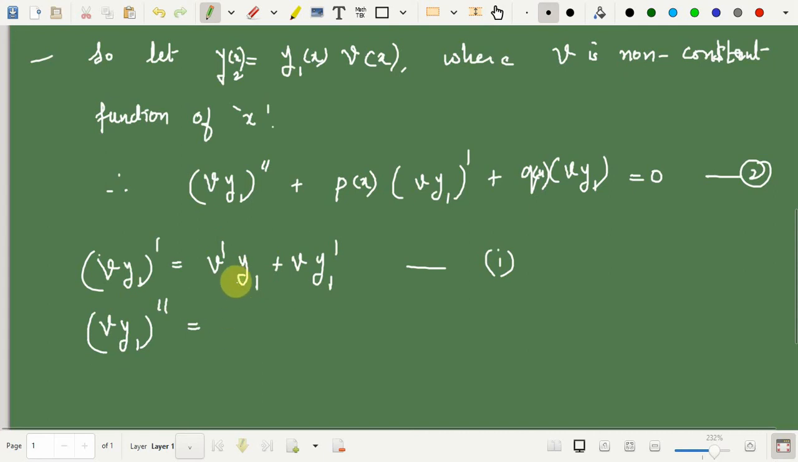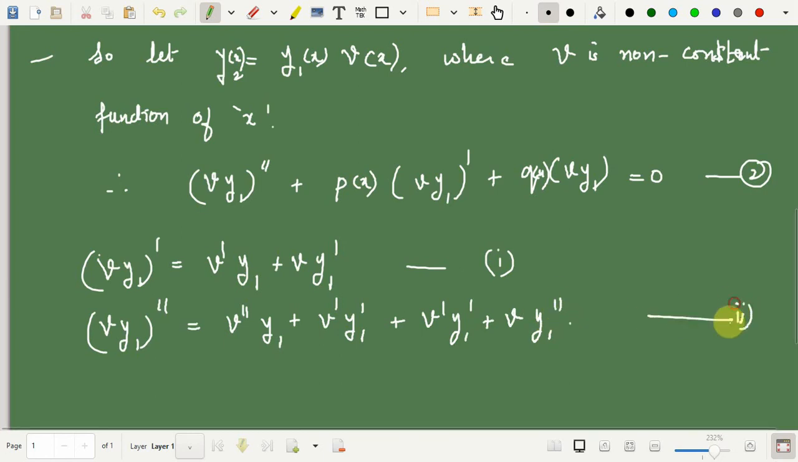So that is the derivative of this plus the derivative of this. The derivative of this would be y double prime, v double prime y1 plus v prime y1 prime. So those are the two terms that we are getting from the first term, and from the next term we would get v prime y1 prime plus v y1 double prime. So this is expression 2.